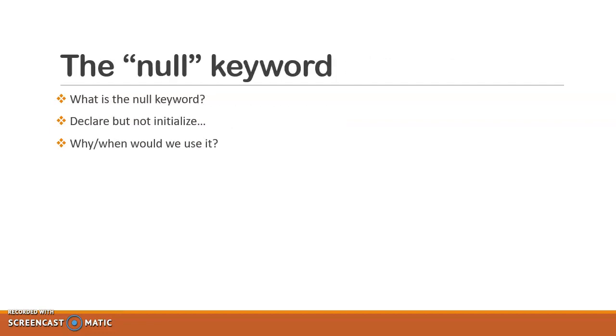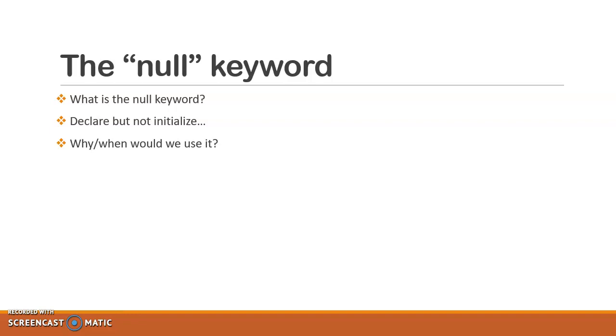The reading introduces the keyword null. The null keyword can be used to create a reference to an object without creating the object itself. It's kind of like declaring a variable without initializing it. The null keyword declares a reference to a given object without creating the object by giving it data.